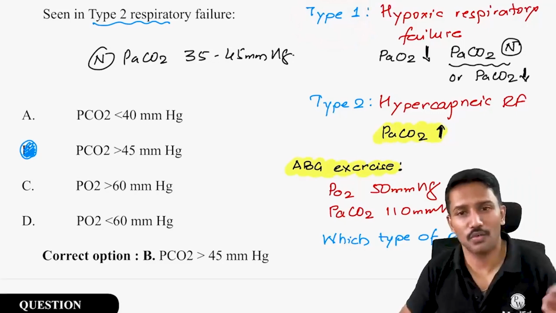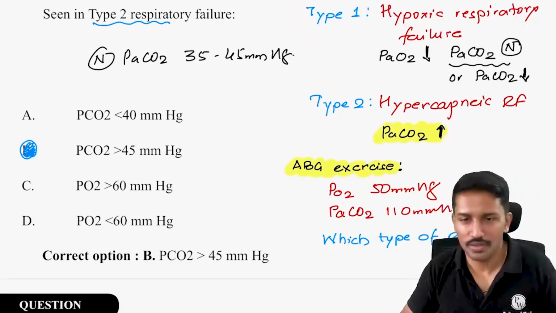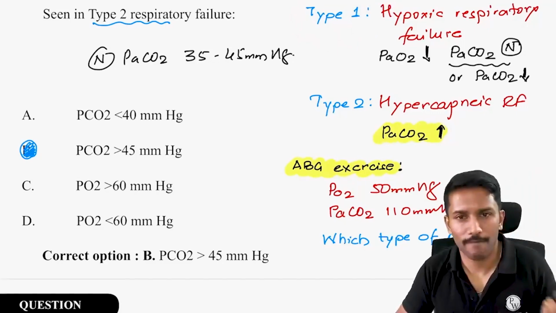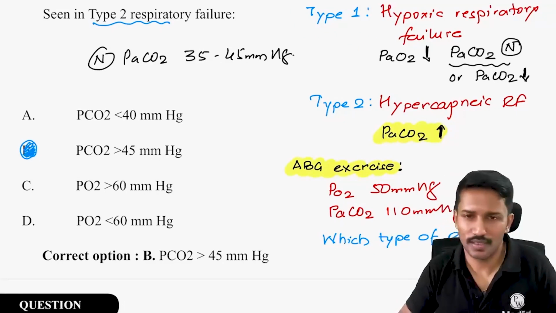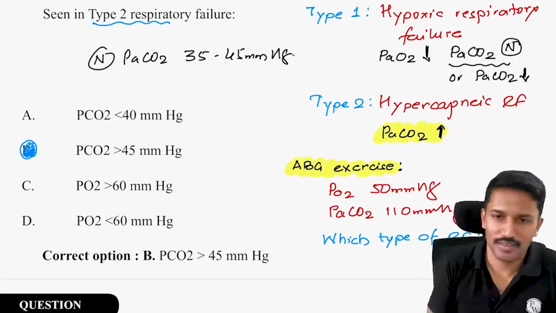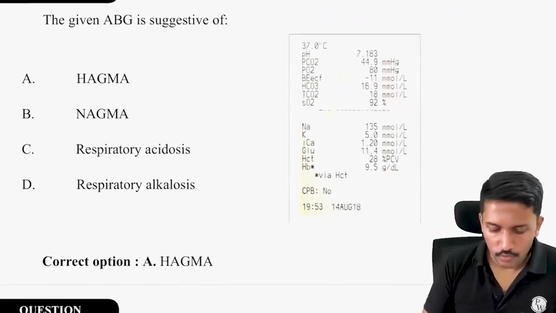Now you might ask me, sir, what if the oxygen and carbon dioxide both are normal? Then it is a normal ABG, there is no respiratory failure, right? Okay. Now we are moving to the next question.